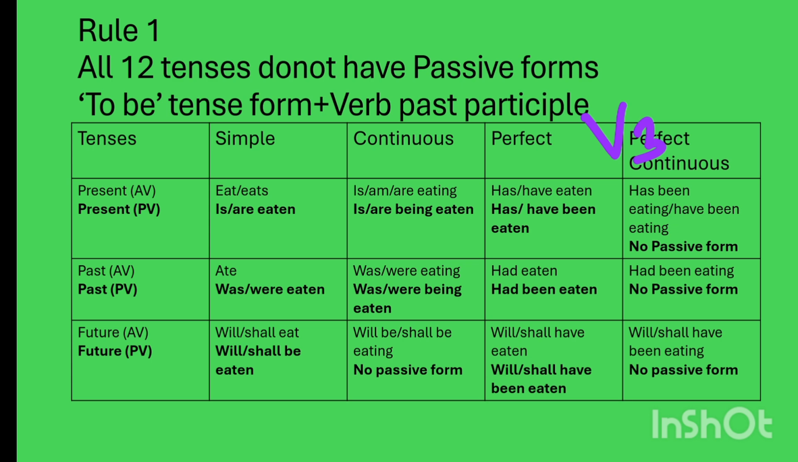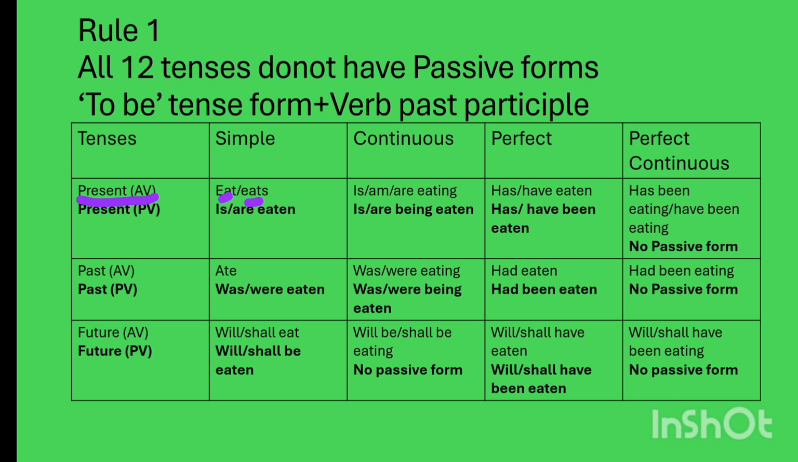Okay, and to be means was, am, is, are, being, been. These are to be verbs, to be tense form. Okay, now tenses you see, present. Here just an example I have given. Present tense, if it is an active, eat or eats is there. Okay, I've just given the verbs.